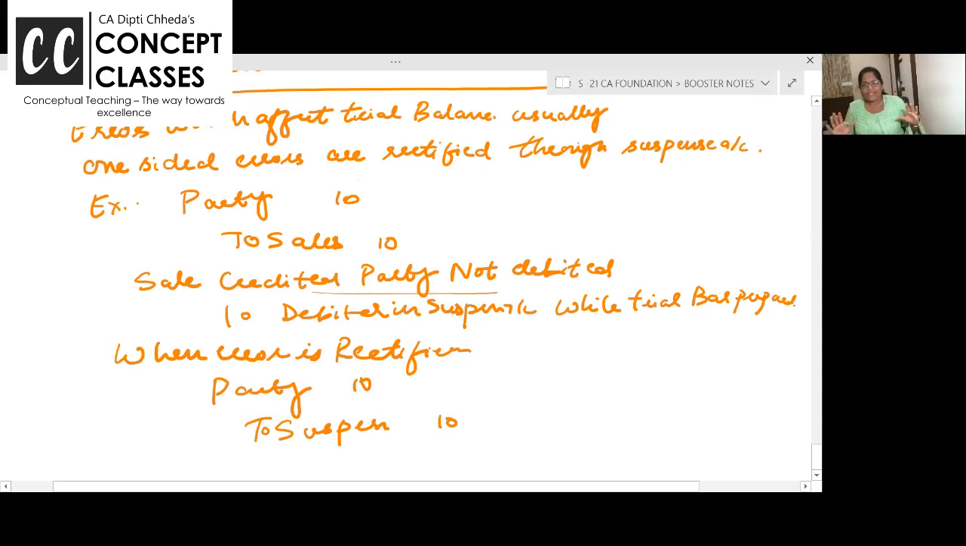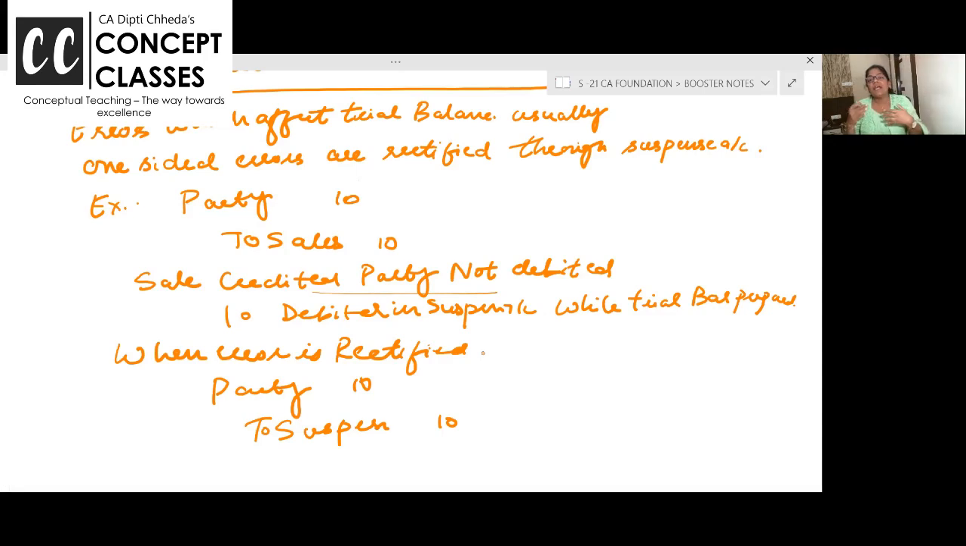I want to repeat the whole example. Even if you have followed it, to prepare your mindset I am making you write this in boosters. One-sided error, or error which will affect trial balance, will come here. Party to sales. Sales is credited, party not debited. Debit is less. Put it in suspense and close.